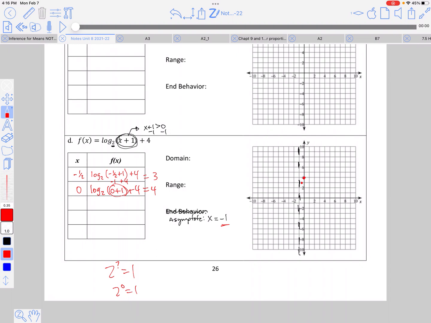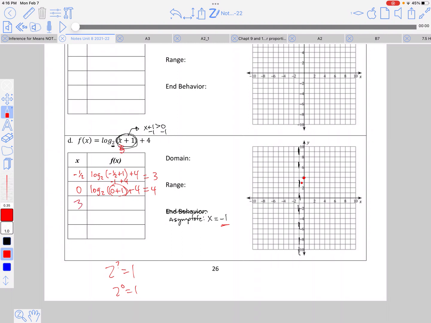Okay, now I'm going to try a 2. 2 plus 1 is 3. And log base 2 of 3, we kind of already talked about that. So I kind of know that that's not really going to be one that I want to try to think about in my head. Okay? Alright, so no 2. Let's try 3.